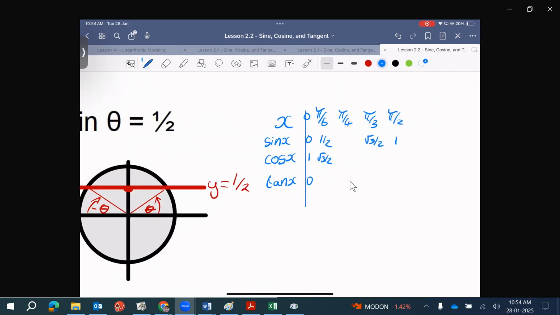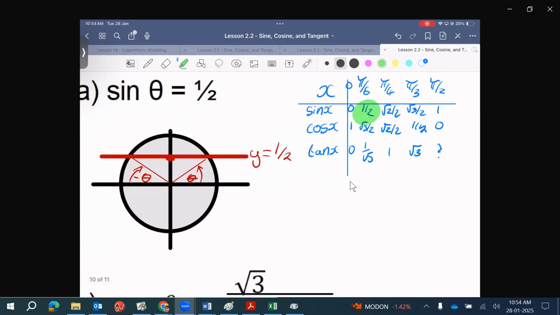Got those messed up. Root 2 over 2, root 2 over 2, a half, 0, 1 over root 3, 1, root 3, undefined. So if the sine value equals a half, we are looking at that. So what is the angle? Pi over 6. So this one implies that theta equals pi over 6.